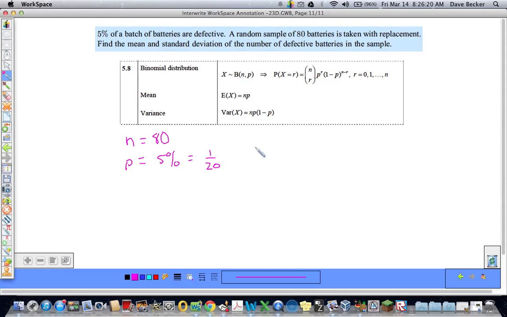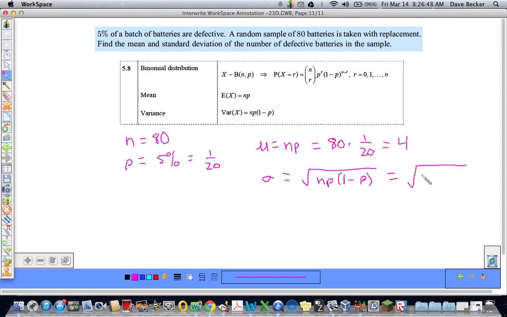So here we go with the calculations. The mean is equal to np, which is equal to 80 times 1 over 20, which is equal to 4. And the standard deviation is equal to the square root of the variance, np times 1 minus p. So that's the square root of 80 times 1 over 20, times 1 minus p. Well, 20 out of 20 minus 1 out of 20 is 19 out of 20. So that is approximately equal to 1.95. So in a random sample of 80 batteries, we expect a defective battery 4 times with a standard deviation of 1.95.